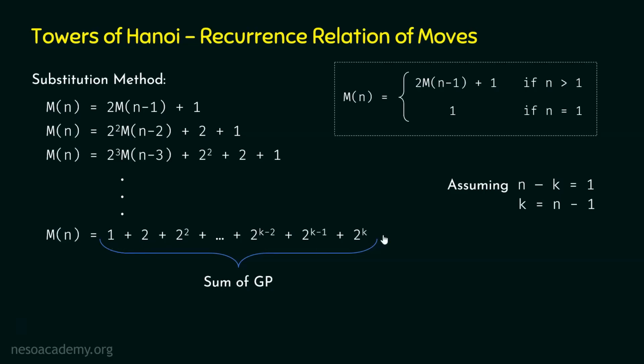What about the number of terms? We have a total of k plus 1 terms. Observe we have 2 power 0 here. The summation is starting from 2 power 0, not 2 power 1. So it is clear that there are a total of k plus 1 terms.